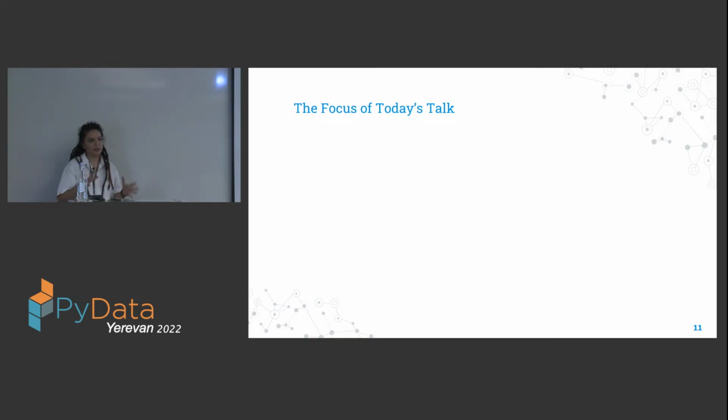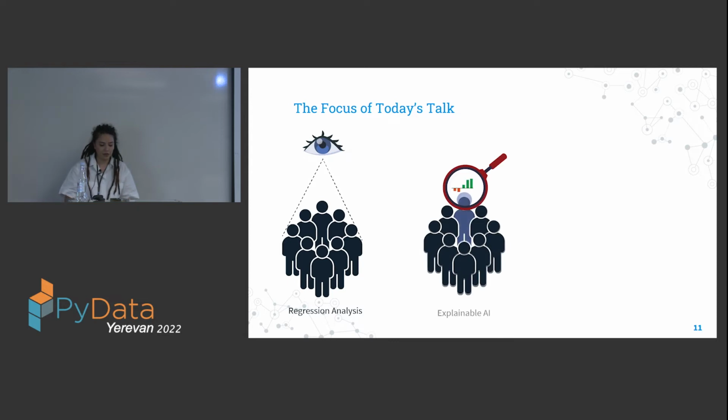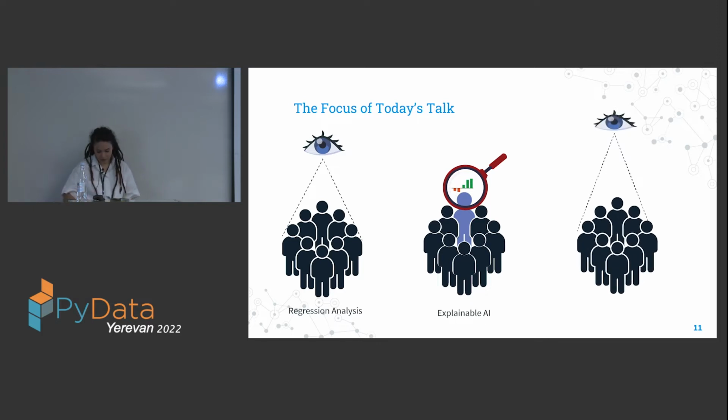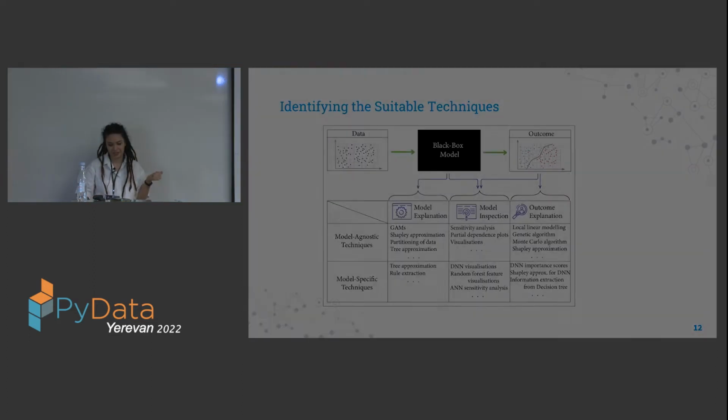Having explained the importance of regression analysis and also seeing the attention to explainable AI, we can go finally to the focus of today's talk. Regression analysis gives us a global view of the features, of the data. On the other hand, explainable AI, which we just discussed, gives a zoomed-in view of each of the instances. So now the question is how to obtain a global view having the instance view, which we can do by coupling regression analysis together with explainable artificial intelligence.